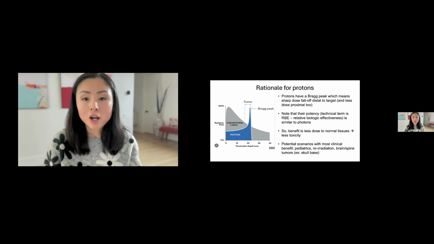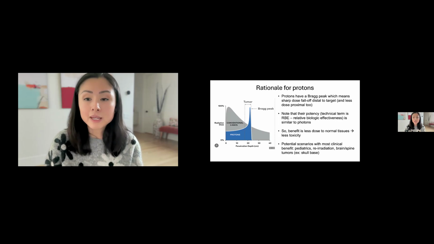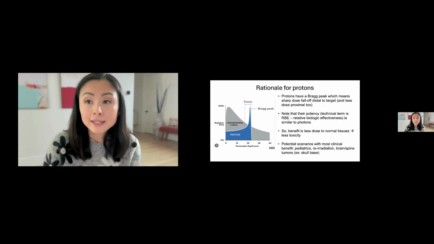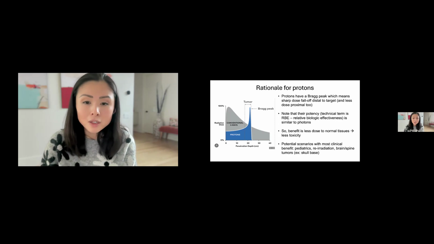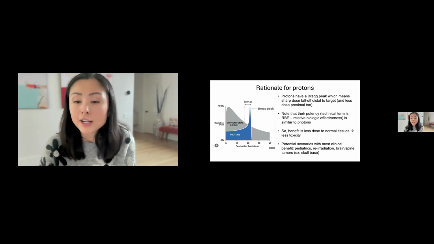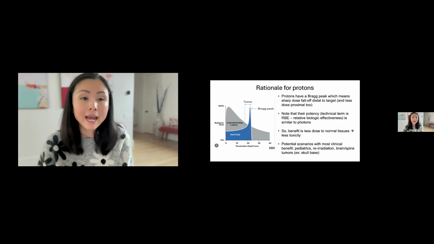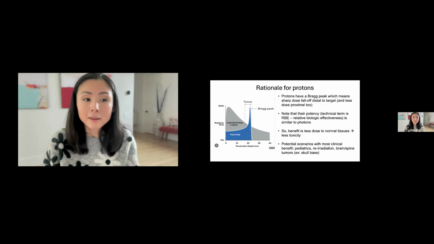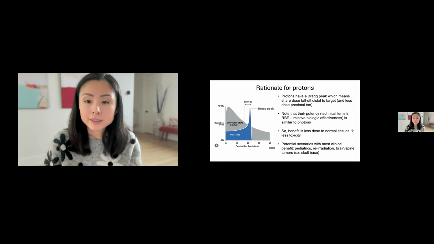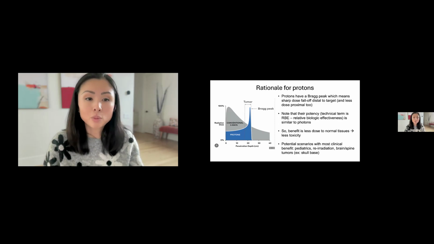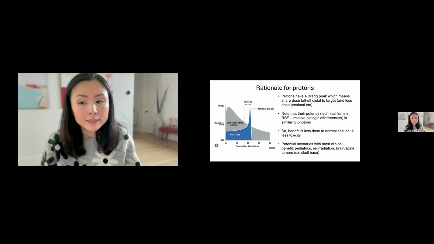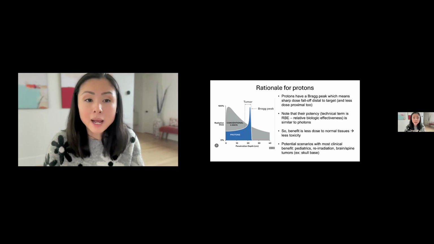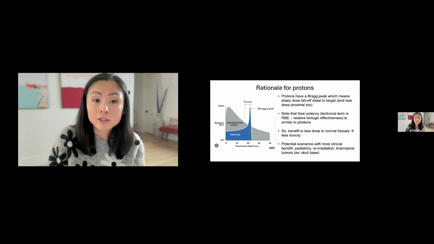So putting those two concepts together, the benefit would be less dose to normal tissues, leading to potentially less toxicity. So potential scenarios that protons may be most beneficial in would be in pediatrics. We know that younger children are at higher risk of a secondary malignancy. Their growth plates haven't closed. They could stand to benefit more from less dose to normal tissues. In scenarios of re-irradiation where the normal tissues have already seen prior dose, and then potentially in tumors in the brain and spine, which could be next to critical structures such as the optic nerve, the cranial nerves that you really want to avoid.